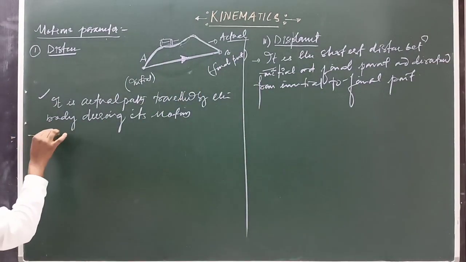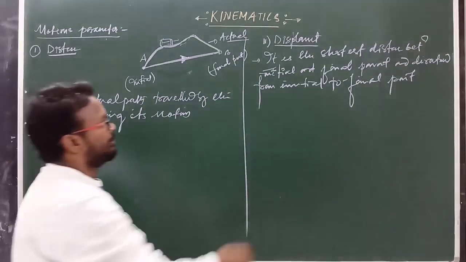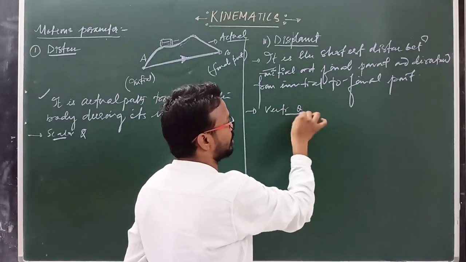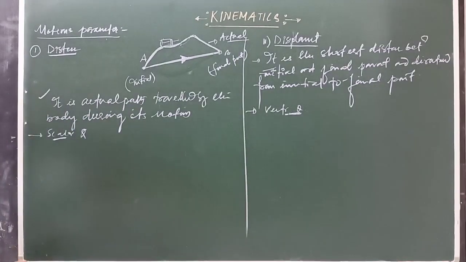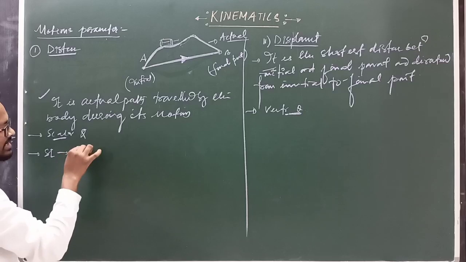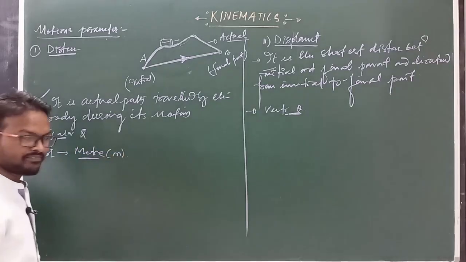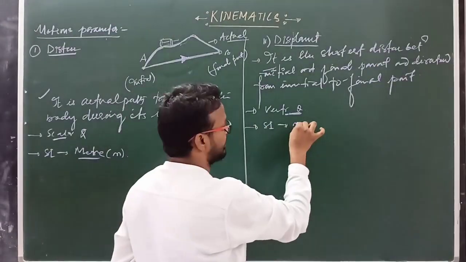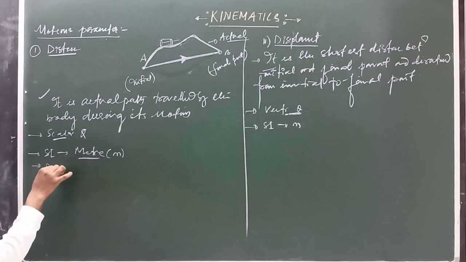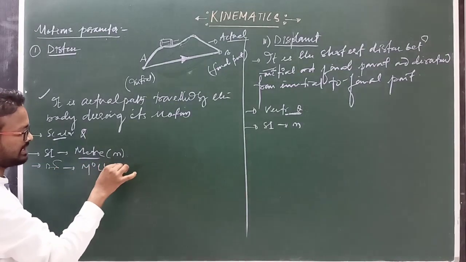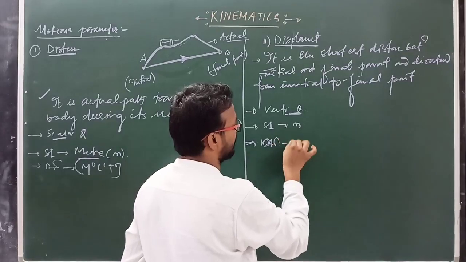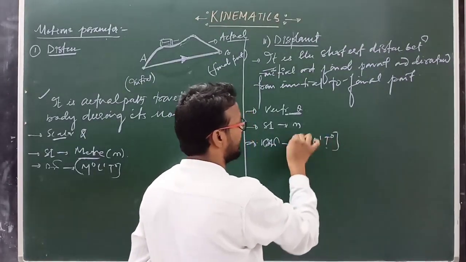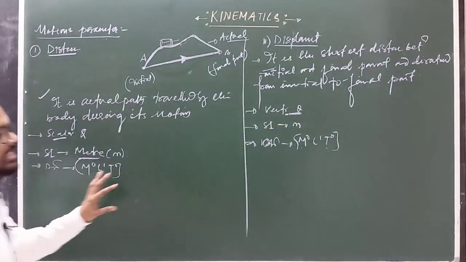So distance is a scalar quantity, but displacement is a vector quantity. Why? It depends on both magnitude and direction. Clear? And you can take its unit. The SI unit of distance is meter, or simply m. The SI unit of displacement is also meter. Now the dimensional formula for distance is M0 L1 T0, only length varies here. In this case also, the dimension of displacement is M0 L1 T0. Clear? This is distance and this is displacement.